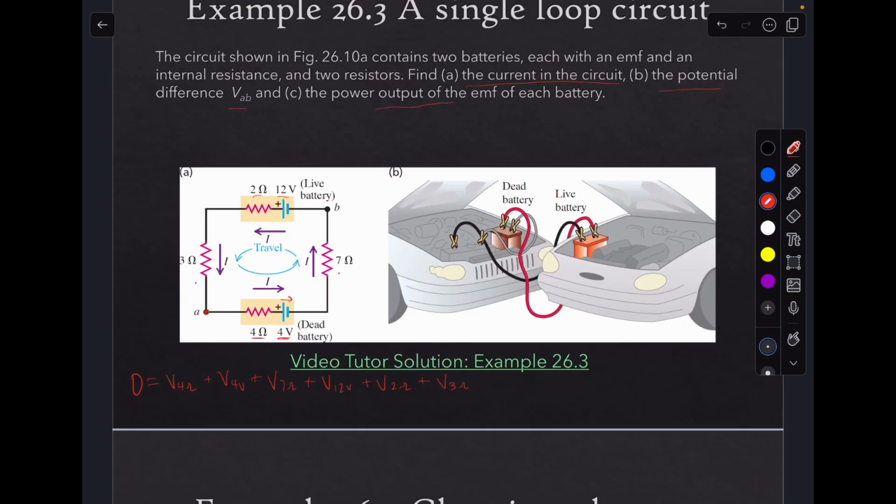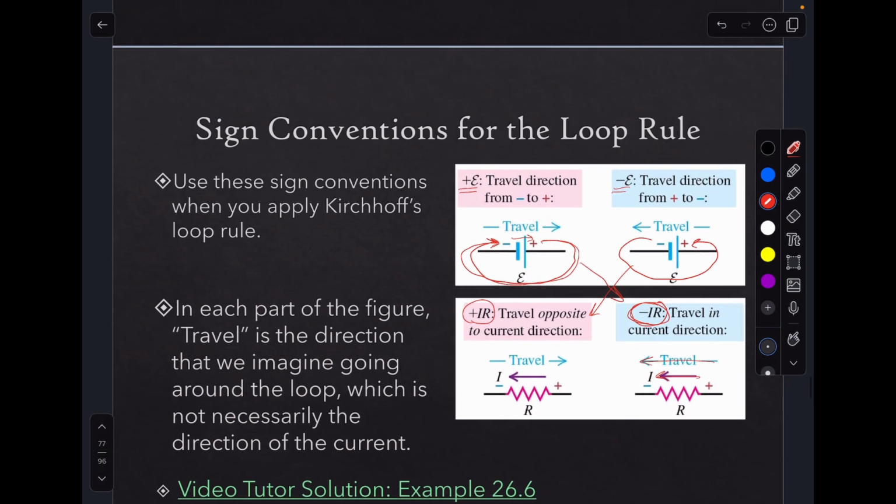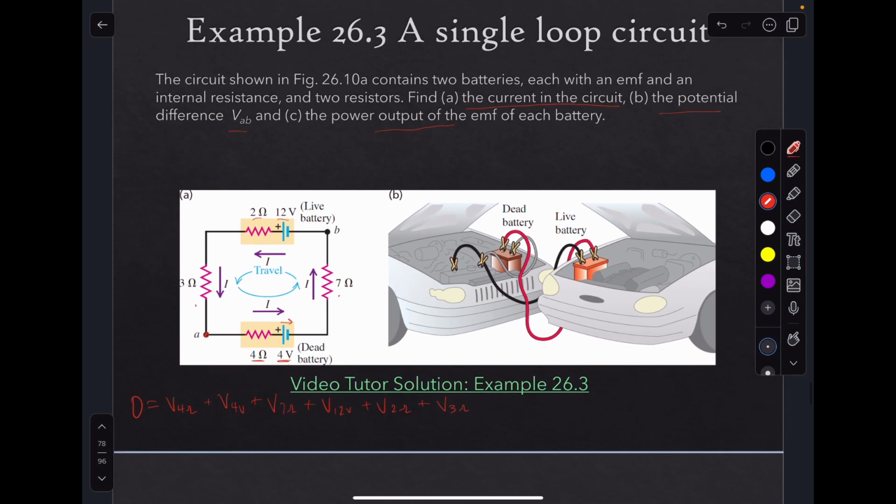So now it's time to apply our positive and negative potentials according to the sign conventions from the previous slide. So we have assumed that the current direction is counterclockwise. And then we've also decided to do our loop in the counterclockwise direction. So if our current direction is not correct, then our result from applying the loop rule will be a negative I. So we'll know that our current will be going in the opposite direction, okay?